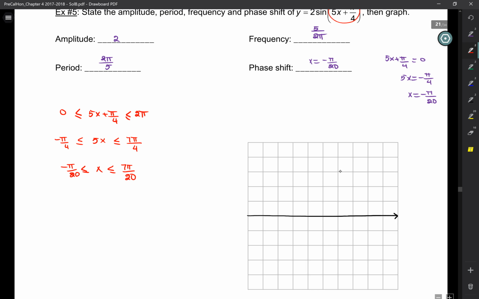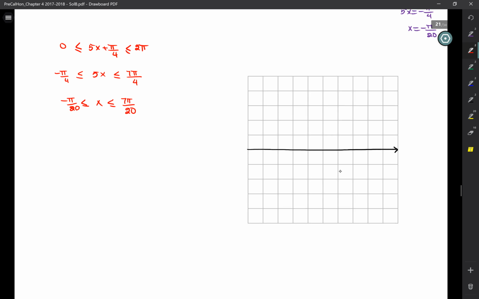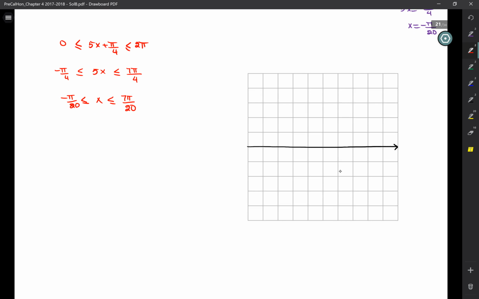So do you see the negative pi over 20? It doesn't start from 0 now. It starts from negative pi over 20. And the phase shift said that that's where it had moved. The initial point had moved there. So now, here's what we do. I thought the period has to be the same. Okay, hang on. I'm getting there.